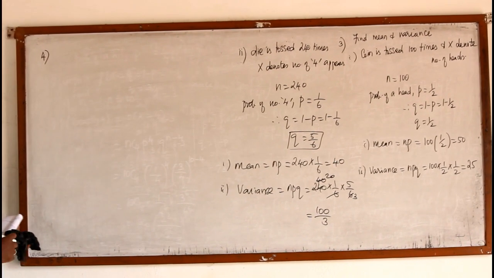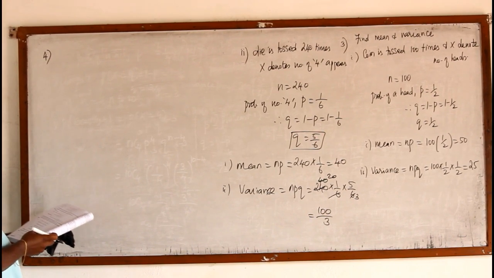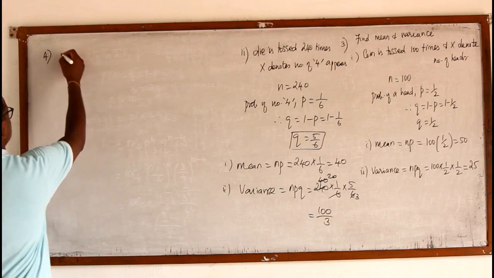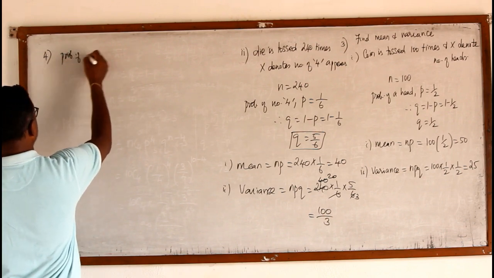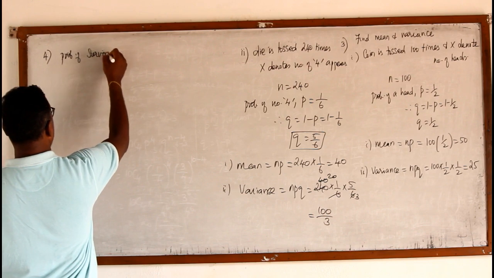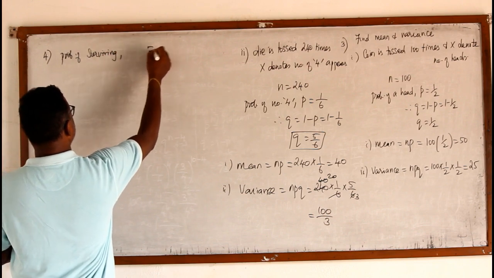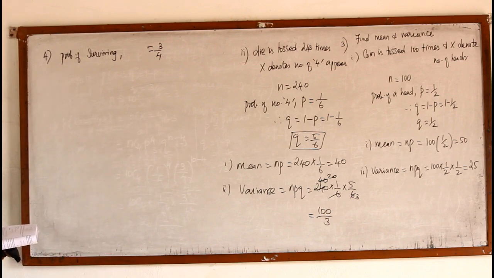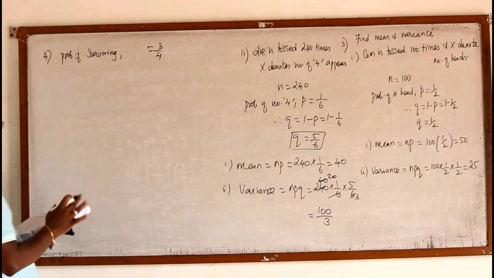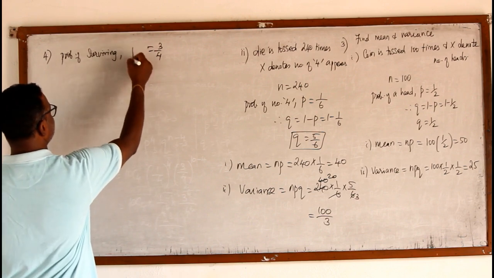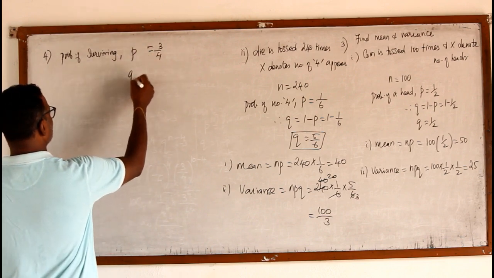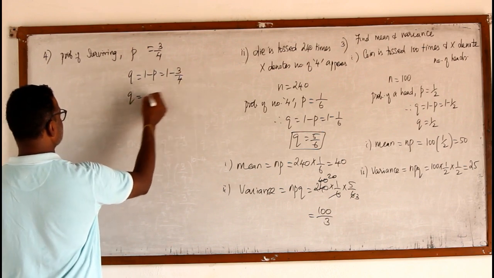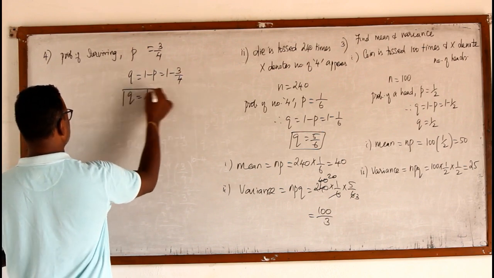Now, we'll go for fourth problem. The probability that a certain kind of component will survive an electrical test is 3 by 4. So, probability of survival is equal to 3 by 4. Find the probability that exactly 3 of the 5 components tested survive. Surviving is success, so p equal to 3 by 4. So q is 1 minus p, 1 minus 3 by 4, so q is 1 by 4.